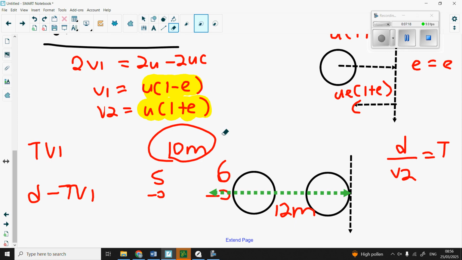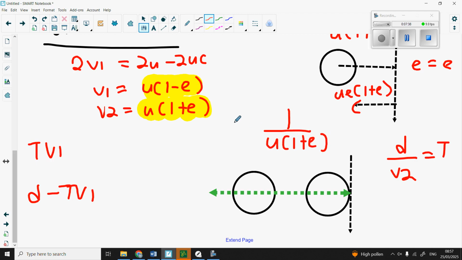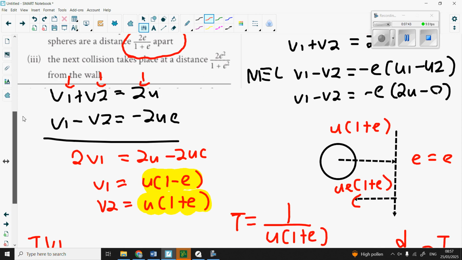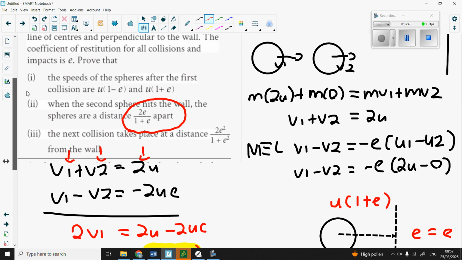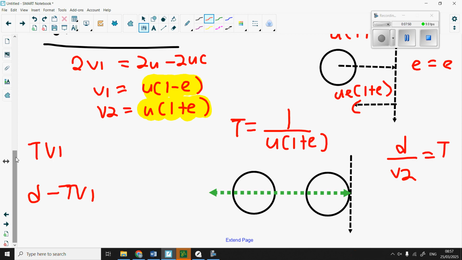Now, here's what's happening with us. We wish we had these numbers, but we don't. That's too nice for us, right? So here's the deal. To find the time, we do distance divided by v2. And we have v2 here, don't we? So it's 1 over u1 plus e. That's our t value, right? Agreed? And then now I have to turn into 2e over 1 plus e. Now that's going to be interesting. Okay. Now, 2e over 1 plus e.